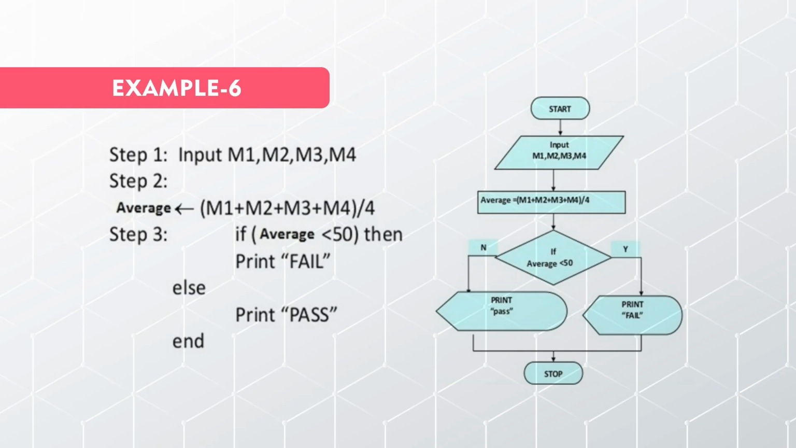Now we need to take the decision. If the average is less than 50, print fail. If greater than 50, print pass, and the algorithm will stop. So this is how we transform an algorithm into a flow chart by using the different symbols, which are your parallelogram for input output, your rectangle for processing, your rhombus or diamond shape for decision making, and this is how the algorithm will work out.